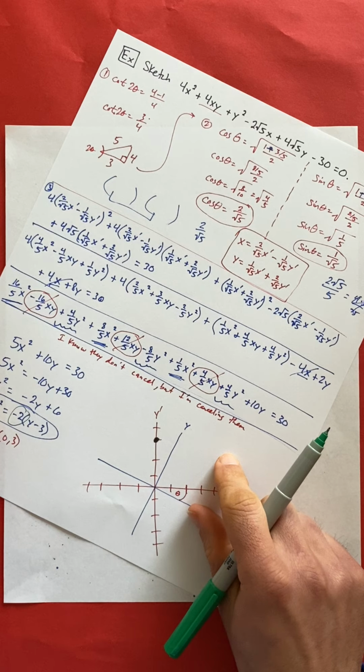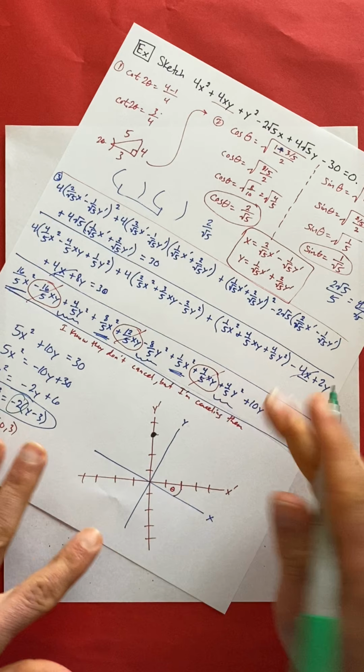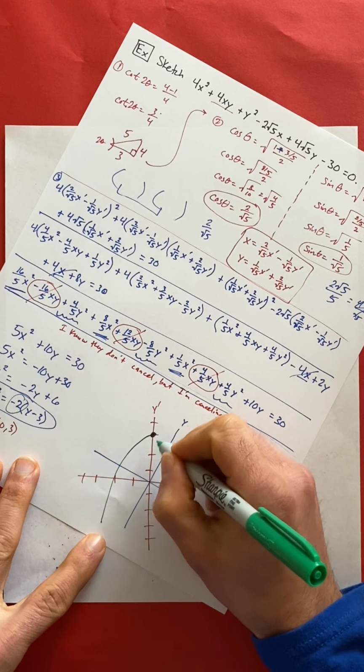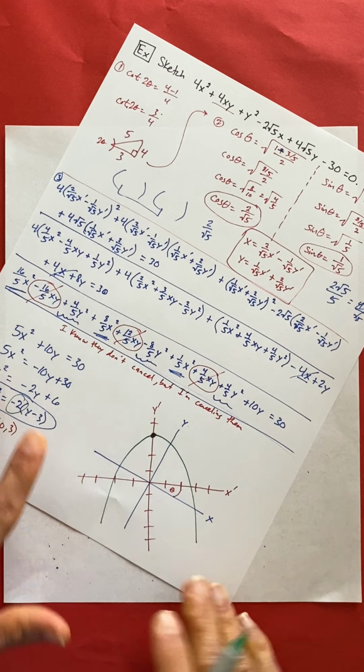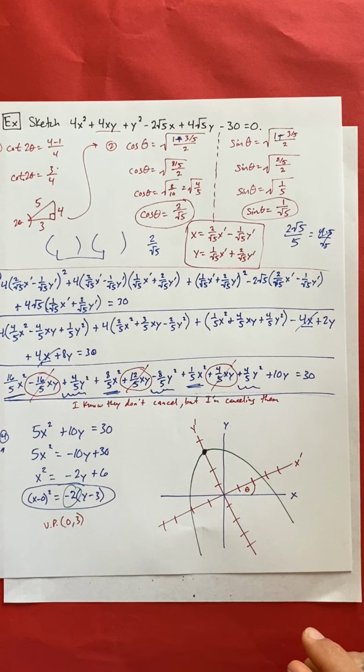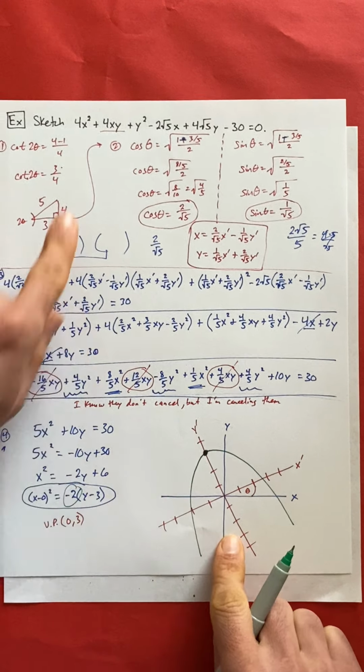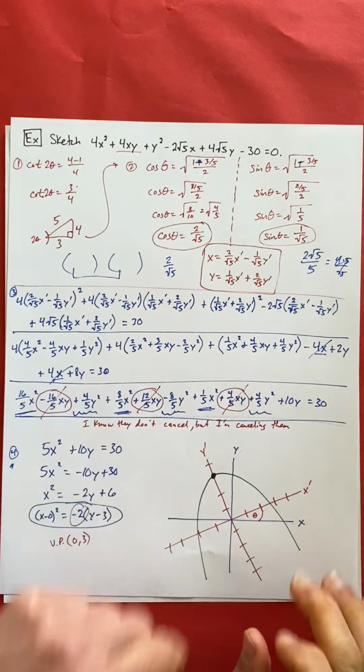Remember, x is squared. That's normal for a parabola. That means it's opening up or down. That negative means it's down. So we're just going to draw a rough sketch. We don't care about anything else. And now you turn your paper back and there you go. There's your graph. This is the graph of that equation.